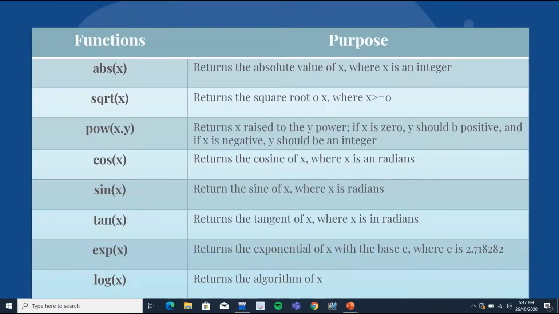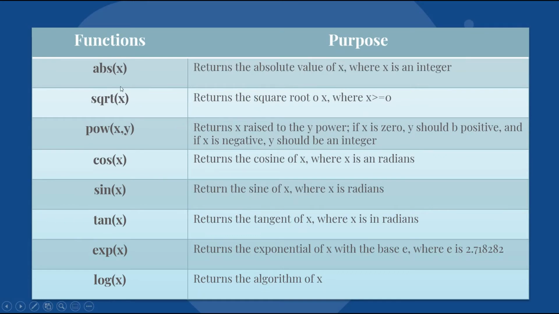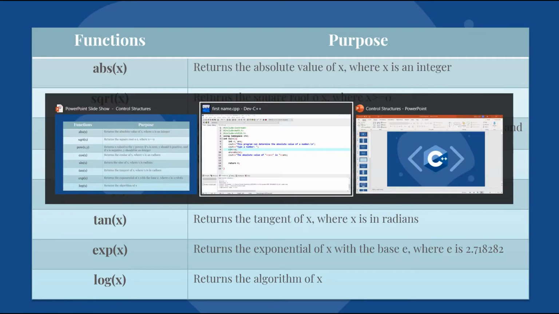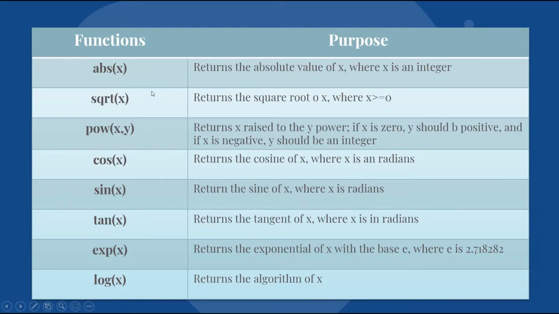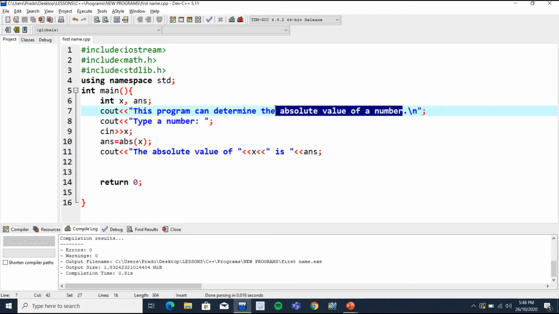So, next naman tayo. Ang gamit naman po ni square root. Sa paggamit naman ng square root, almost the same lang naman sila ni absolute. Siyempre, ang papalitan lang po natin is yung mismong square root. So, the same. So, papalitan lang po natin ito ng, this program can determine the square root of a number.